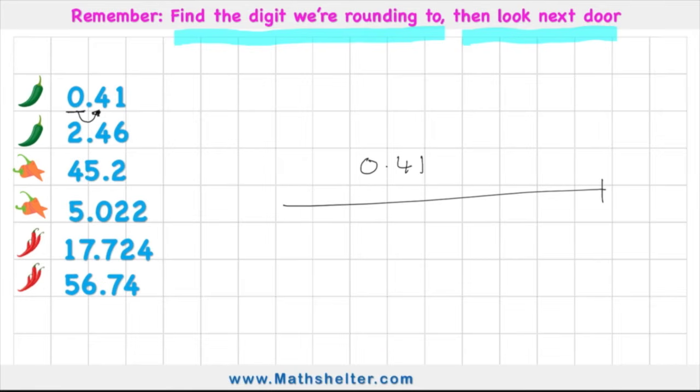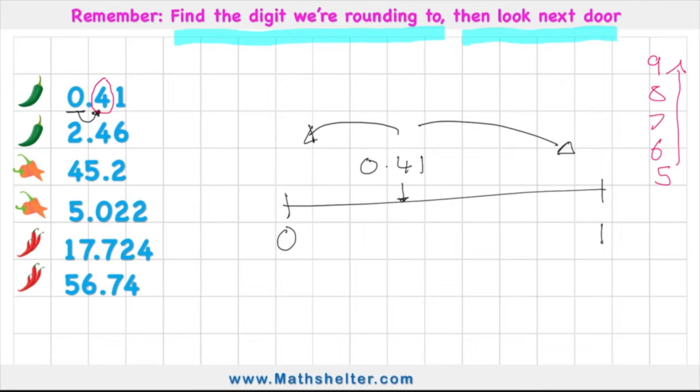because what I need to understand is 0.41 sits somewhere between two whole numbers, and the first whole number is 0 and the second whole number would be 1. 0.41 sits somewhere on that line. What I'm trying to do is work out whether it's closer to my 0 or closer to my 1. And the number next door is going to be what's going to help us do that. And our rule is if it's 5, 6, 7, 8, 9, I'm going to round up all the time, or 4, 3, 2, 1, or 0, I'm going to keep things as they are.